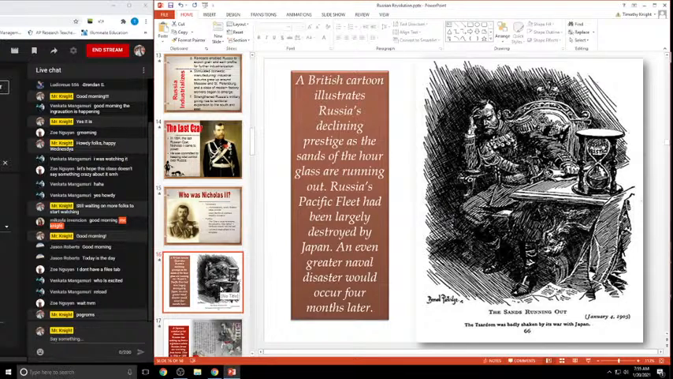A British cartoon illustrates Russia's declining prestige as the sands of the hourglass in this are running out. And Russia's Pacific Fleet, remember, in 1904, 1905, which is when this primary resource comes from, January 4th, 1905, is right at the end of the Russo-Japanese conflict that Russia found themselves on the losing end of, and an even greater naval disaster occurred just months later. And so, other nations around Europe were aware of Russia's kind of declining state power at this time, seemingly unable to pull themselves together and keep control over the nation.